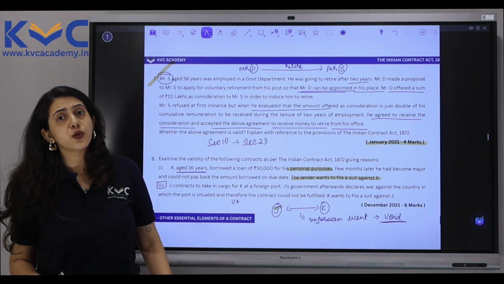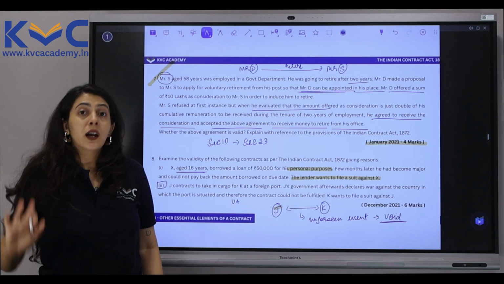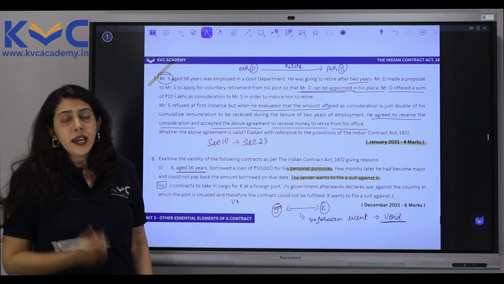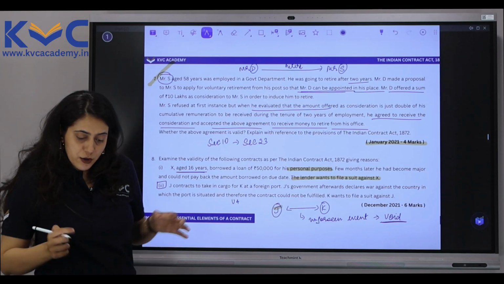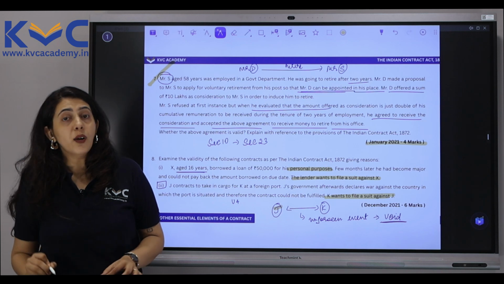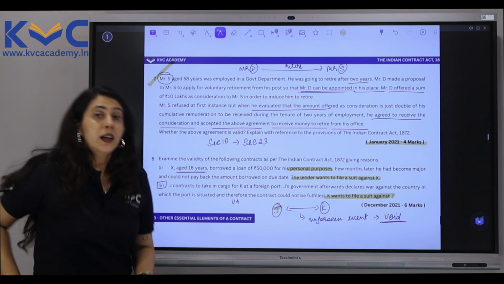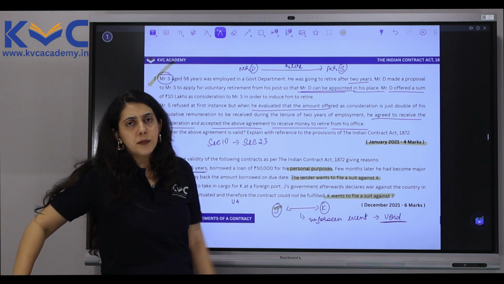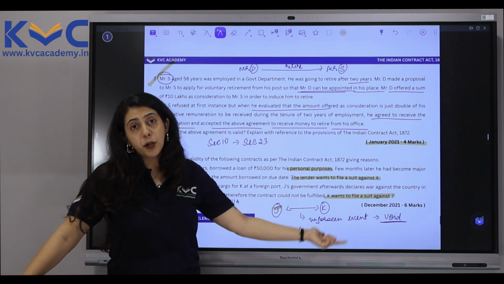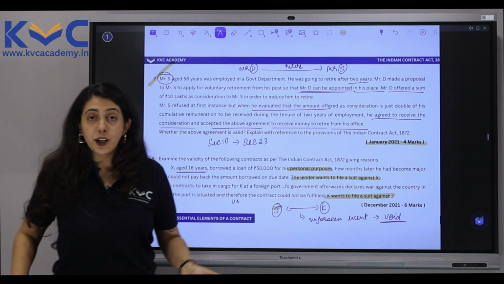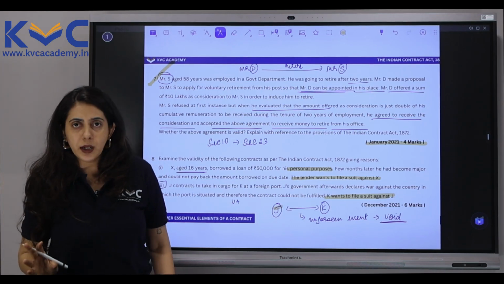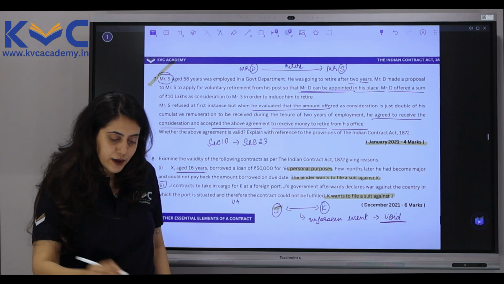When J and K entered into a contract, it was absolutely valid. After that, once the war was declared, it became impossible to complete the contract. So the question is, K wants to file a suit against J. Is it allowed or not allowed? You tell me. Is it J's fault that he did not complete the contract? Absolutely not. There was an unforeseen event which took place, because of which the contract became void. So in your unit 4, you will learn this concept called supervening impossibility. Section 56 is where you will learn this.